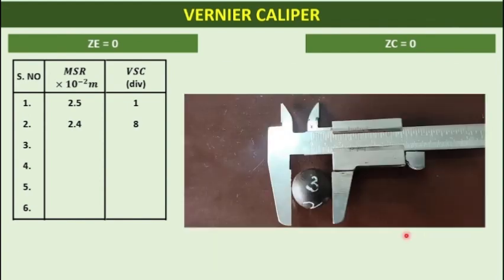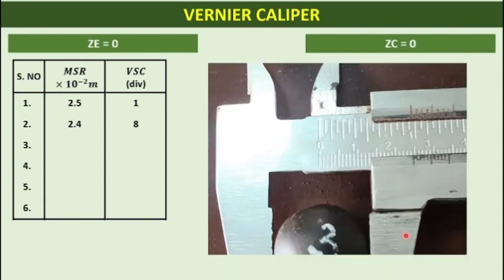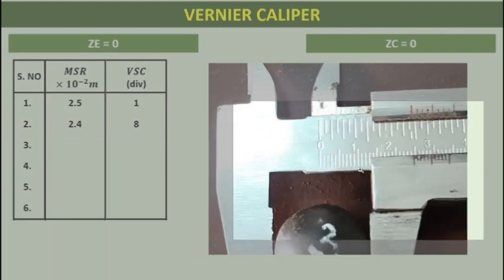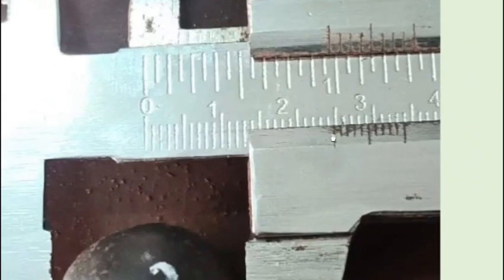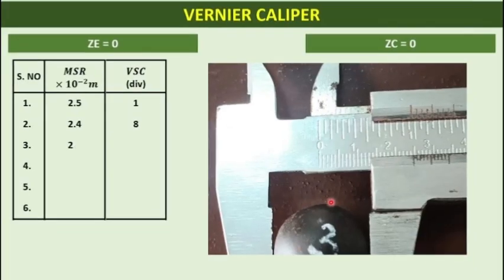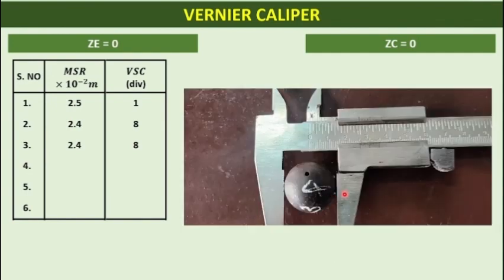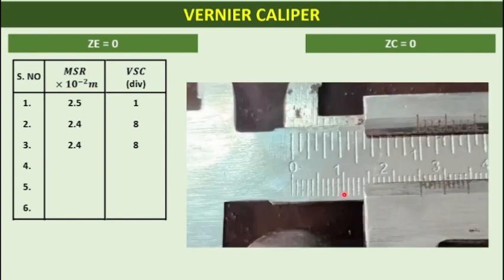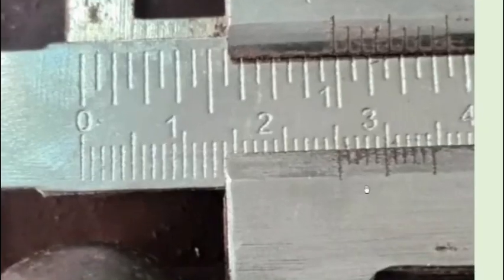Good. Next, third observation. Let us zoom this. Here it is 2.4 and not the first line, second line, not the third, not the fourth, fifth, no 6, no 7. Once again, the eighth line coincides with the main scale division. Therefore, we get 2.4. The coincident, once again, is 8. Let us go for the fourth place. Zoom it. Once again, zoom it. We get now the main scale reading is 2.5. And which line coincides here? It is the third line.